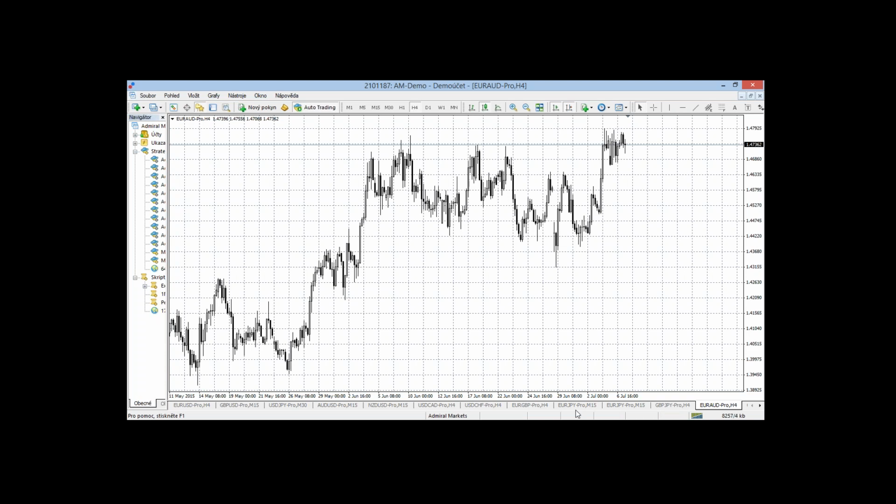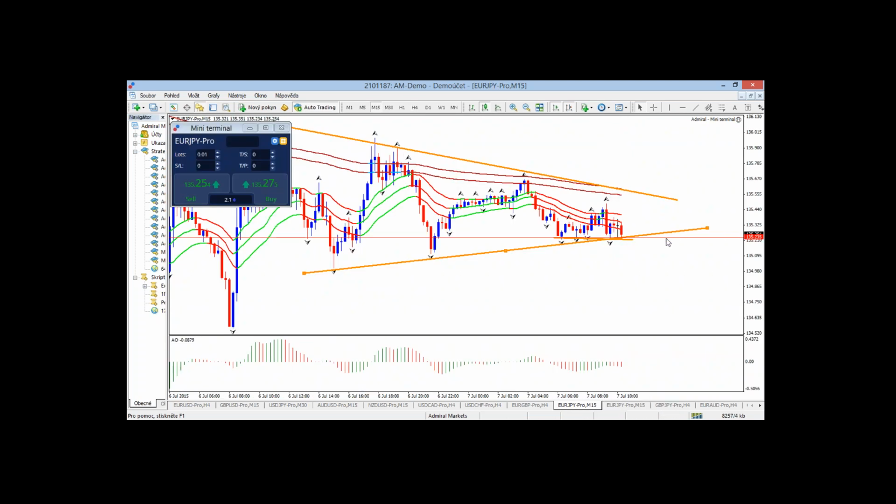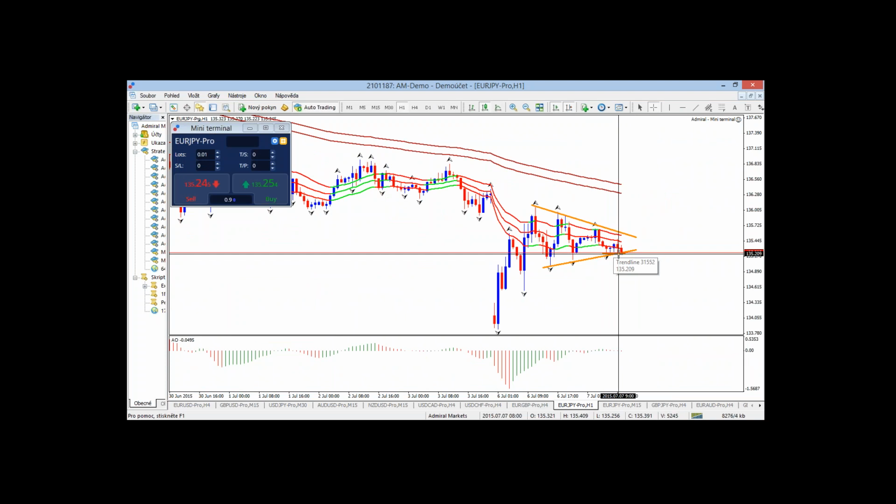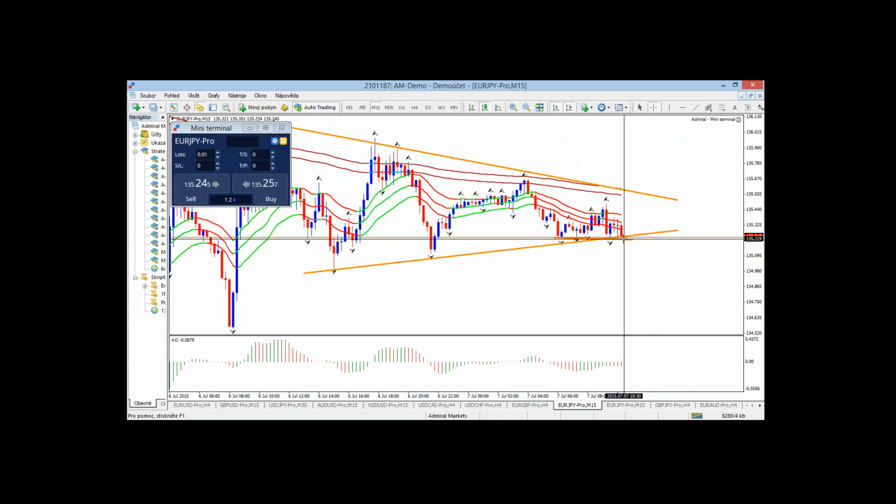Euro yen. Euro yen, well, that's the one that actually I'm interested in. And I'm looking for a break below 135.20 here, and a break below this trend line on the 1-hour chart as well. 15-minute and 1-hour chart support coming here at 135, sorry, not 125, 135.20. And I would be interested in taking that break there. Looks like we're getting a break. I would like to see how the 15-minute candle closes if it does break.